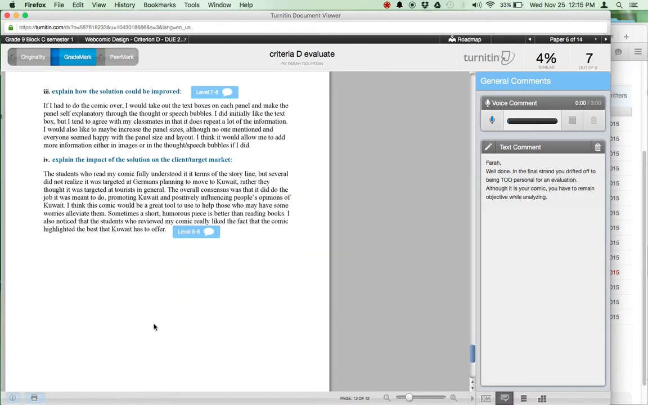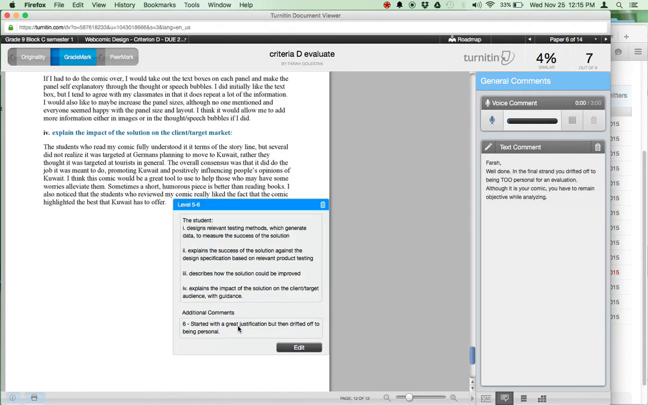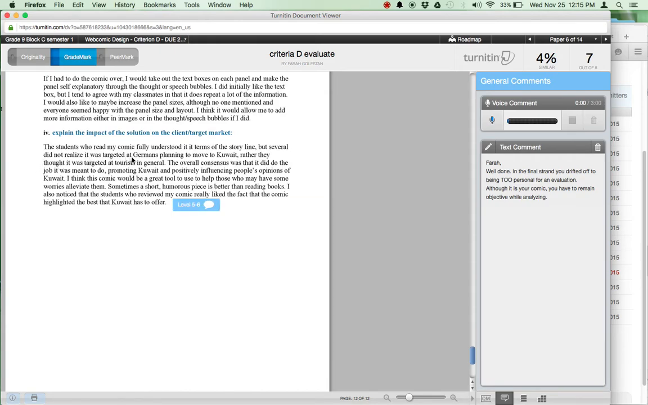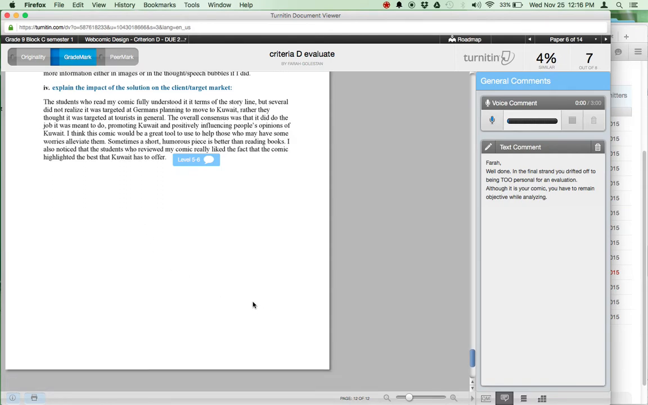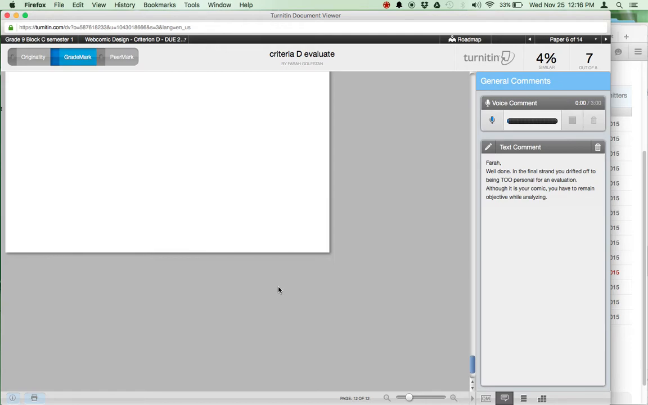Their improvements were justified. Right here, she started great with the justification, but then she drifted off to being too personal. Several people did not realize that the target audience was Germans. After she justified that so well, she jumped down to saying, I also noticed that students received my comic, like the fact that it highlighted the best things Create had to offer. She went personal right there. It wasn't something that she tested. So that's why that fell to a 6. But overall, well done.